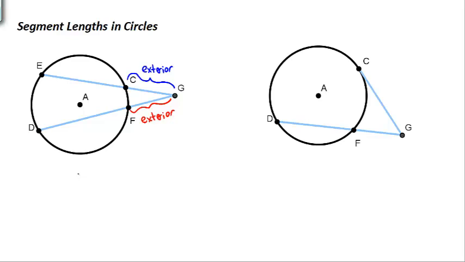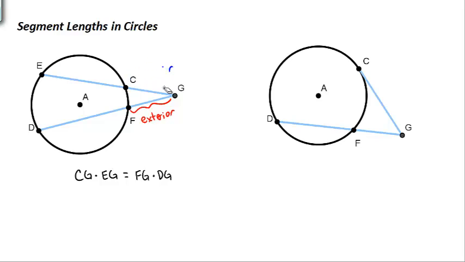We can see that the exterior segment of one secant, so CG, times the entire length of this segment, so from E to G, or G to E, however you want to think about that. Their product, and this is just like the one we saw with two chords, is going to be the same as basically the corresponding product from the other secant. So we would take the exterior, so from F to G, and multiply that with the length of the entire secant segment, so from D to G. And that's going to be true for any time we've got two secants that intersect outside the circle.